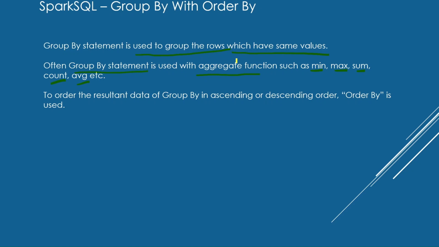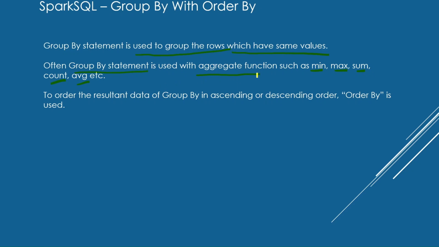So what does it mean? It means the group by statement is going to create a collection of the same type of records, and on top of the collection which we have created with the help of a group by clause, we can perform aggregate functions such as what is the minimum of a particular column in that collection, what is the sum of all the values of a particular column in that collection. So this kind of aggregate function we can use.